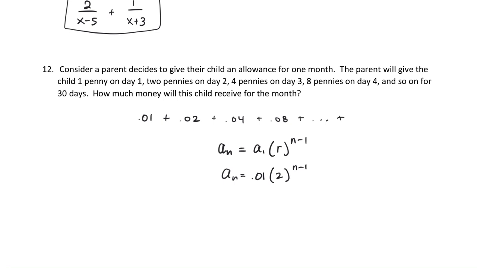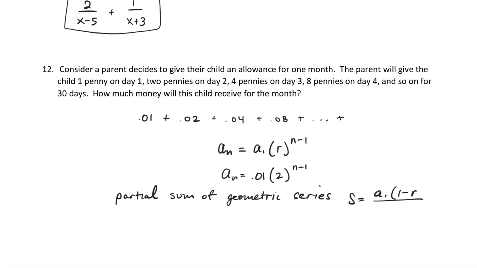If you look on the formula sheet, we're trying to find a partial sum of a geometric series. The partial sum of a geometric series is equal to the first term times 1 minus r to the power of n, divided by 1 minus r.